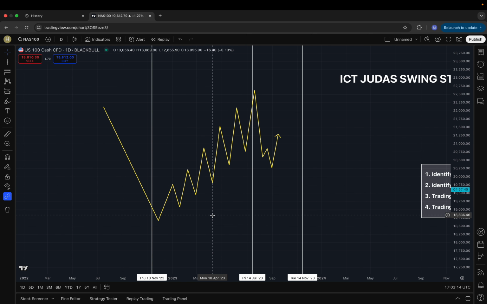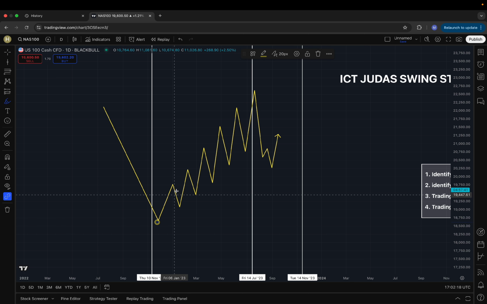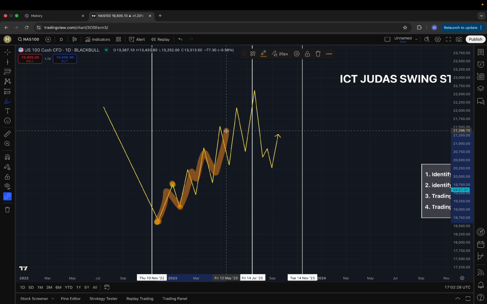So I've created a diagram here, and the first thing we can see is higher lows and higher highs being created. I'll just change the color to make it a bit more clear. So higher lows, higher highs, just like that. Higher lows, higher highs, higher lows, higher highs. So we obviously know the overall trend is an uptrend.